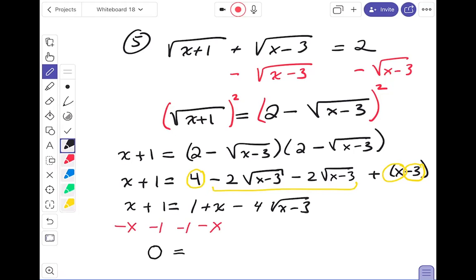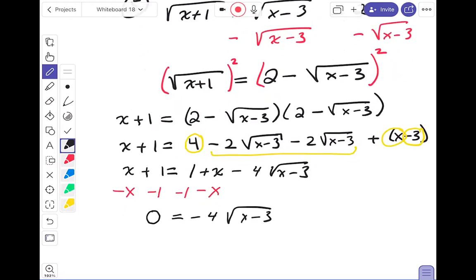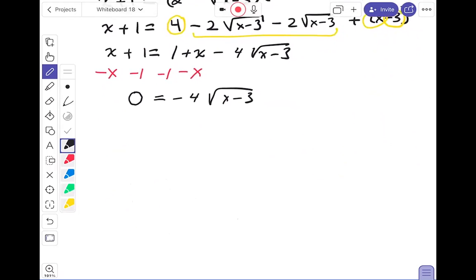0 equals minus 4 root x minus 3. All right, let's keep going. I know it's difficult. We're trying to encourage you to move forward now. I'm going to divide both sides by minus 4, because again, I'm trying to isolate that radical. What do you get? 0 equals the root x minus 3.